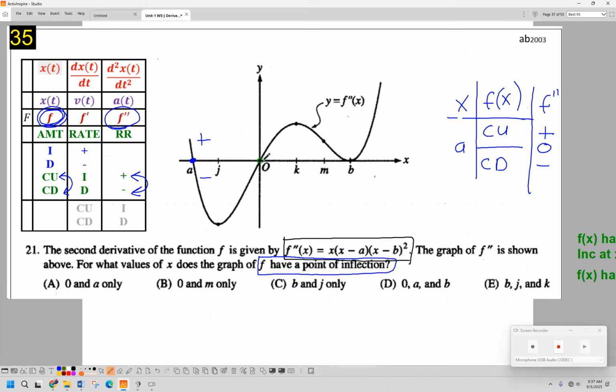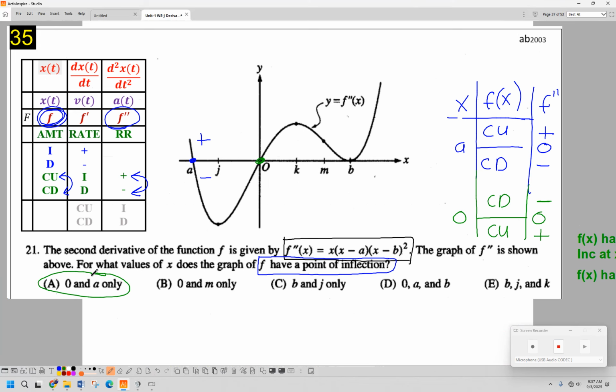Something very similar happens here at x equals 0. At x equals 0, we've got f double prime equal to 0. Just prior to that, f would have been concave down. This would have been negative. Just after that, f is concave up. This would have been positive. So the correct answer is 0 and a only.